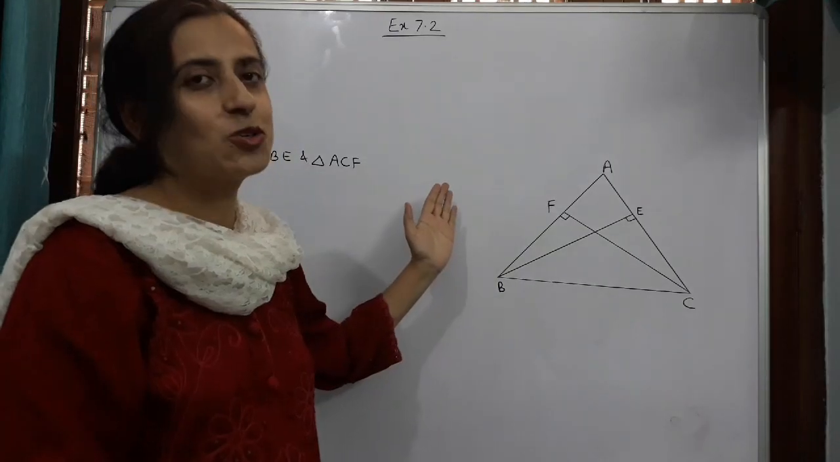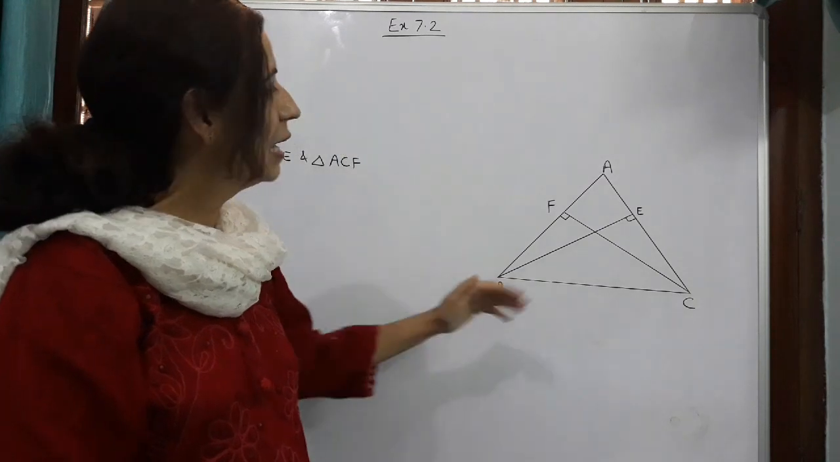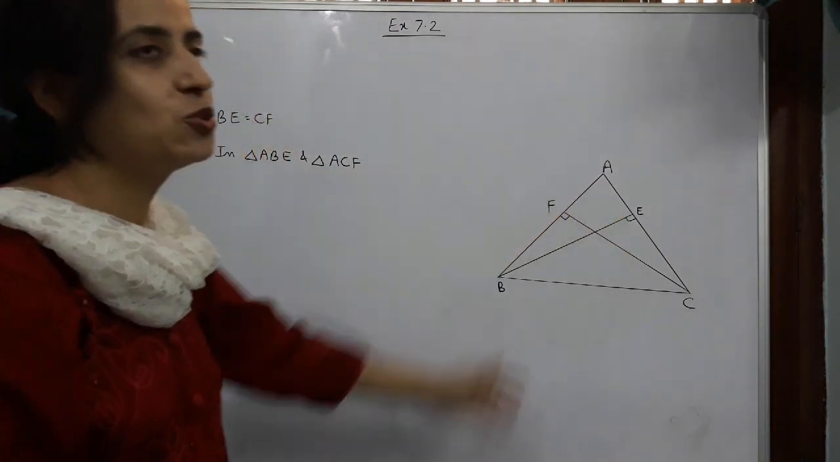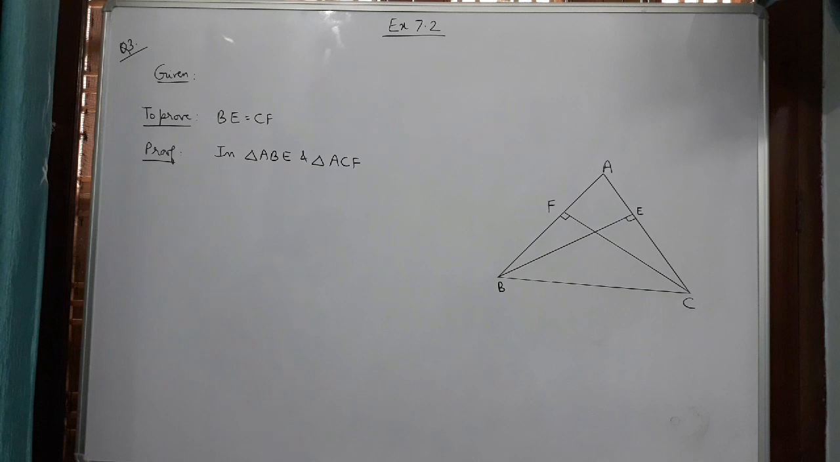Now let us start off with the third question. The figure is given to us in the question. In this question it is said ABC is an isosceles triangle in which altitudes BE and CF are drawn to equal sides AC and AB respectively. Show that these altitudes are equal.